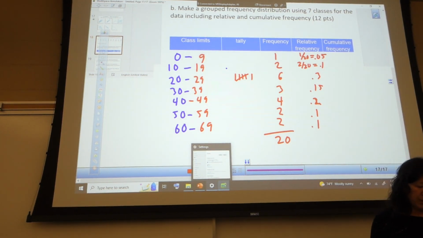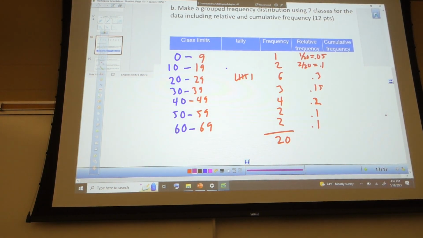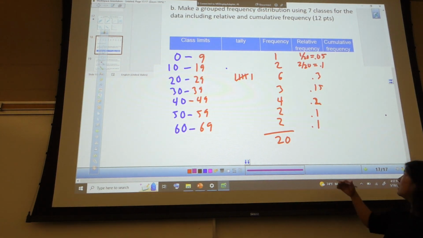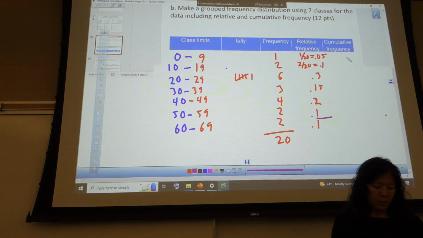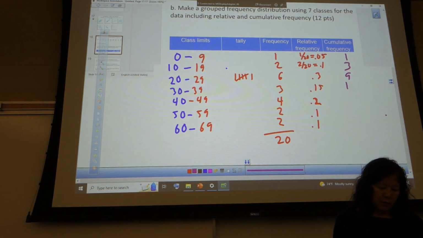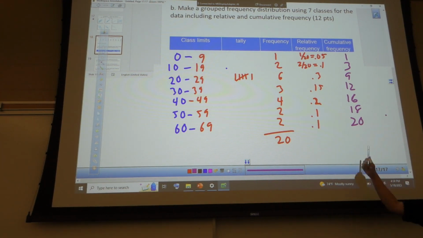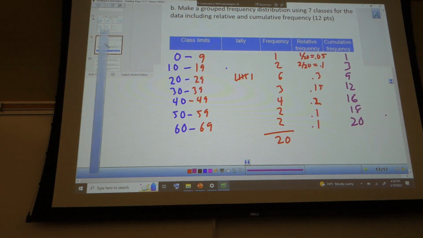And then cumulative frequency. Cumulative is like snow accumulating on the ground. You add more to what you have. So I have nothing, and then I add 1. I add 2 more. I add 6 more. Add 3 more. Add 4 more. Add 2 more. And add 2 more. So at the end, you should have your total. Okay, everybody all right with this part? Okay, work on problem number 2.